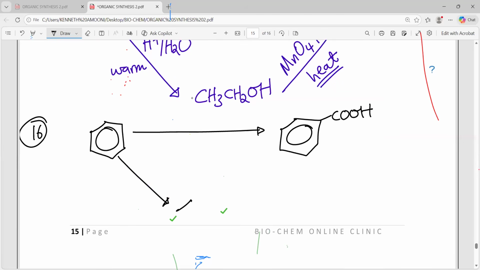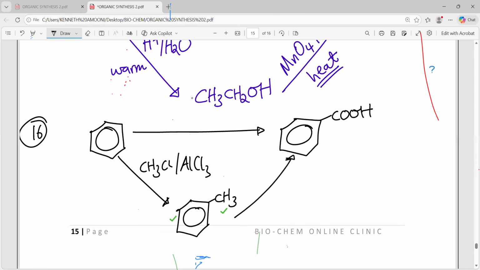So we shall first of all form methyl benzene by alkylating benzene, in the presence of a halogen carrier. Then after that, you can convert that to benzoic acid by using a strong oxidizing agent, and then we heat. And we would have formed benzoic acid in that way.